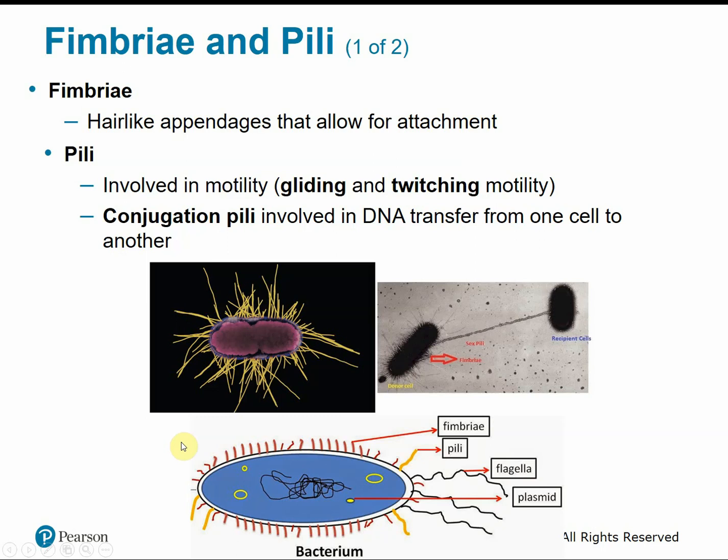Pili are more involved in motility, so either gliding or twitching motility, similar to a flagella, but not as coordinated. Pili can also function as conjugation pili, for DNA transfer from one cell to another. This is sometimes referred to as a sex pilus or sex pili. Bacteria don't undergo sexual reproduction in the true sense of the word, but they are capable of directly exchanging genetic material, essentially through insertion from one cell to another via these conjugation pili.